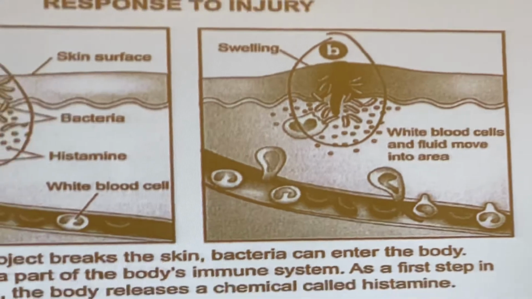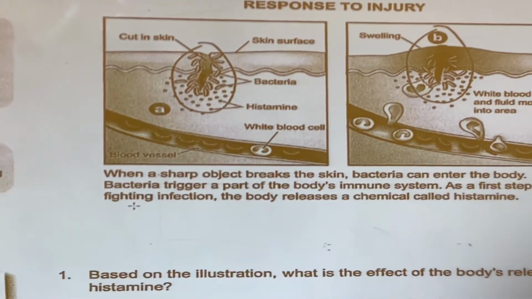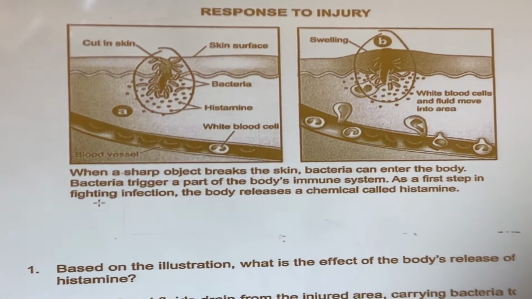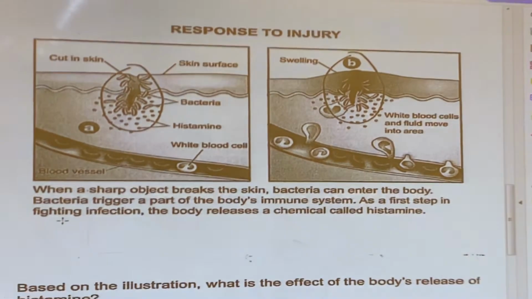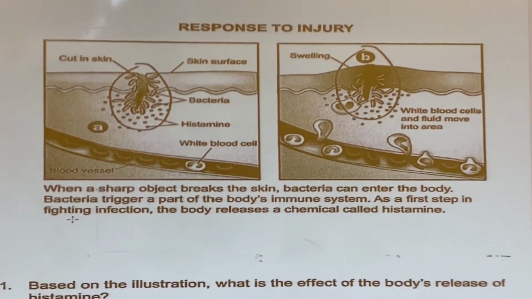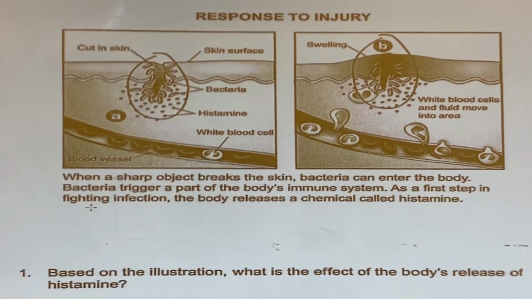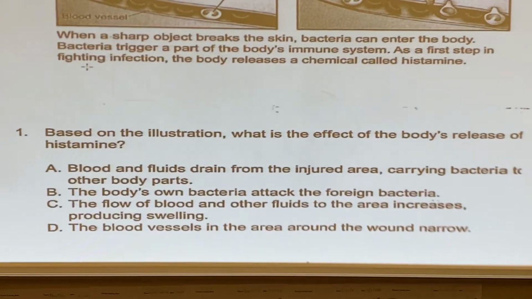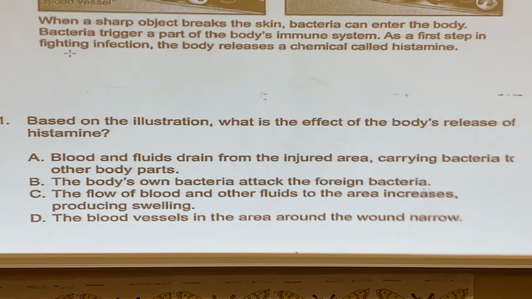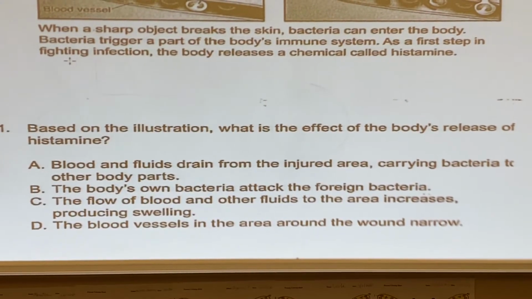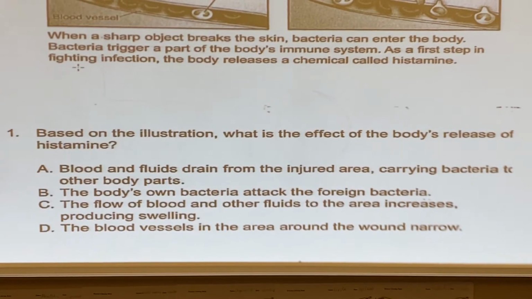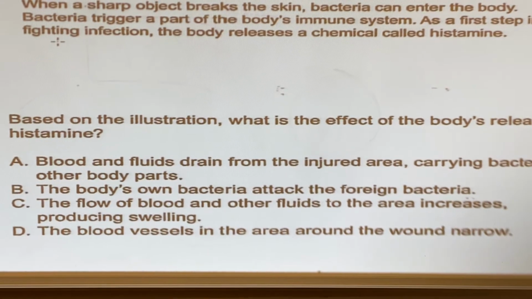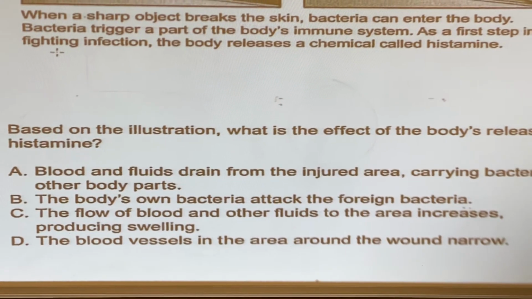So again, reading the bottom, it says when a sharp object breaks the skin, bacteria can enter the body. Bacteria trigger a part of the body's immune system. As a first step in fighting infection, the body releases a chemical called histamine. So here, when it says what is the effect of the body's release of histamine, A, blood and fluids drain from the injured area, carrying bacteria to other body parts. B, the body's own bacteria attack the foreign bacteria. C, the flow of blood and other fluids to the area increases, producing swelling. Or D, the blood vessels in the area around the wound narrow.